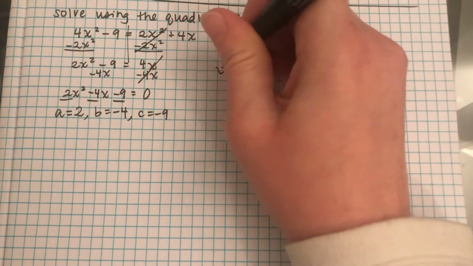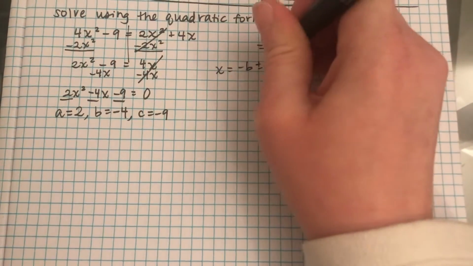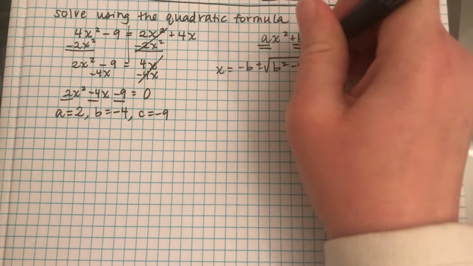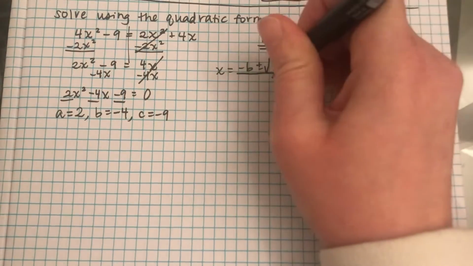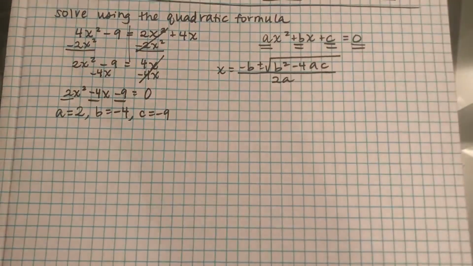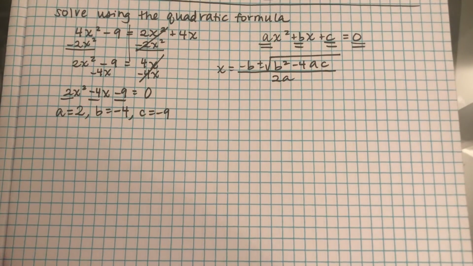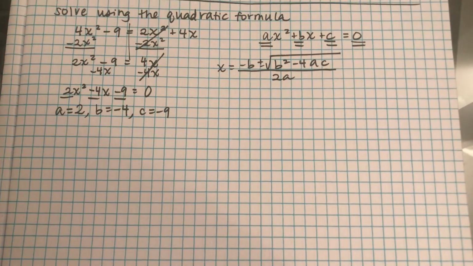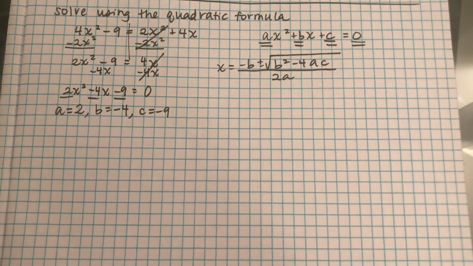Remember our formula looks like this. X equals negative b plus or minus the square root of b squared minus 4ac all over 2a. It's really important that you memorize that formula. You need to have it memorized. Again, I will post a song that will help very much with that.